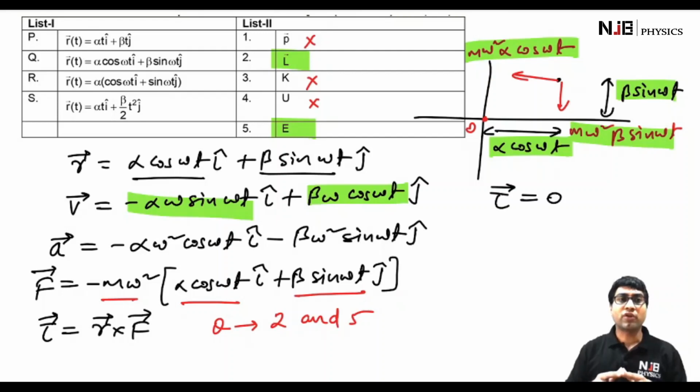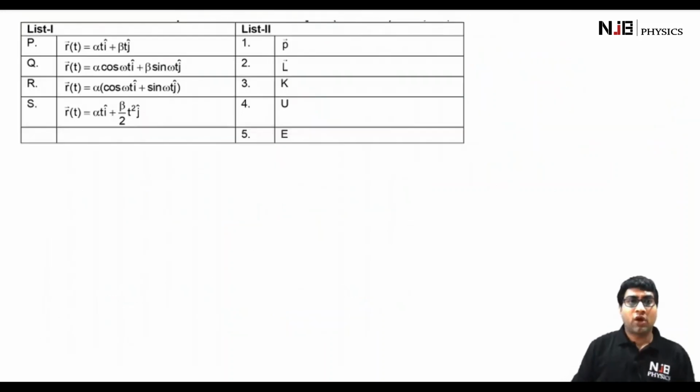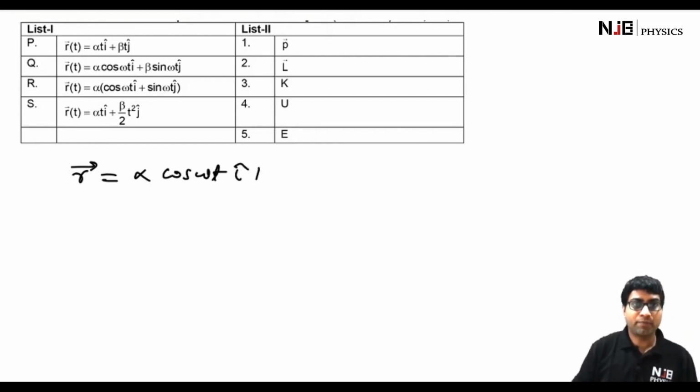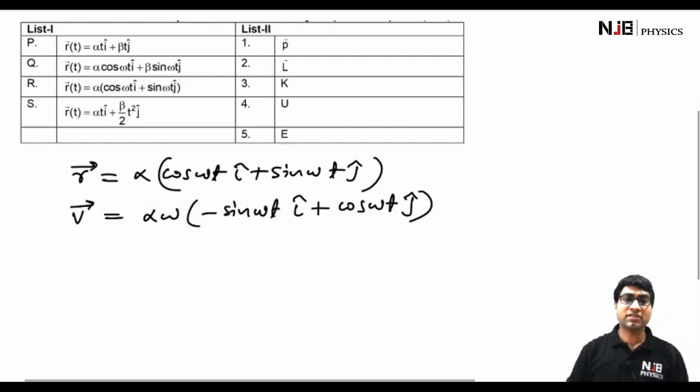So now let's look at the next expression for position vector as a function of time and see what are the quantities that are conserved in list 2. Now the next expression is position vector equal to alpha times cos omega t i cap plus sine omega t j cap. And when we differentiate it, we are going to get velocity vector as alpha omega times minus sine omega t i cap plus cos omega t j cap.